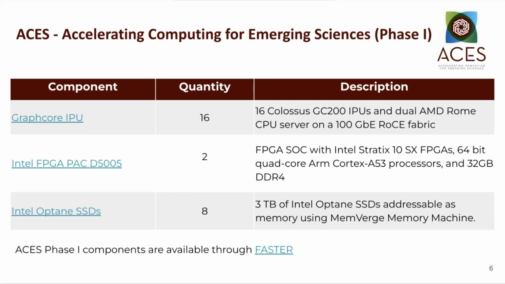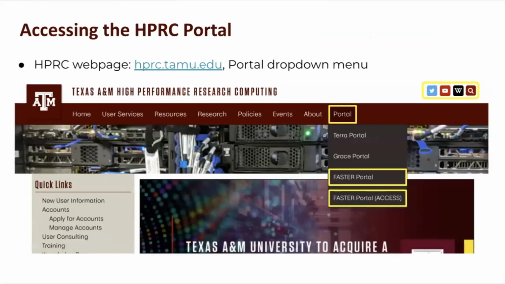So this is just phase 1 for the ACES system, and in phase 2, when the system is in production, you can have access to more accelerators, and we'll be gradually adding more different kinds of accelerators for testing and development purposes. Also, the phase 1 components are available through Faster. You can look into the details on the website.